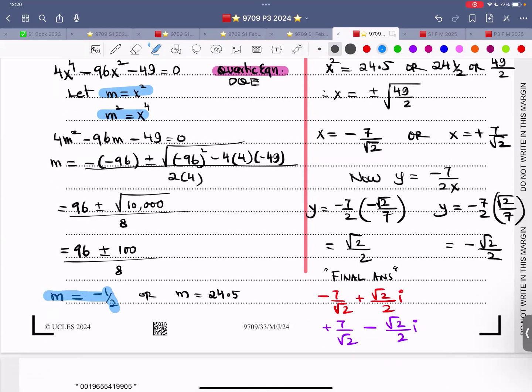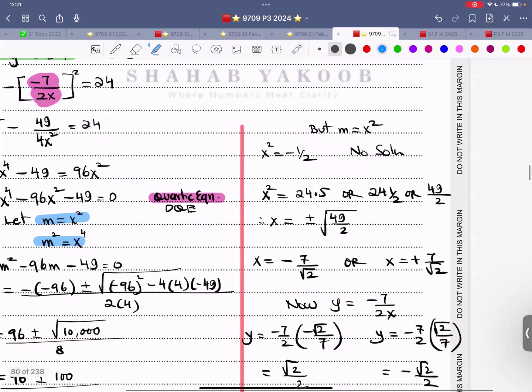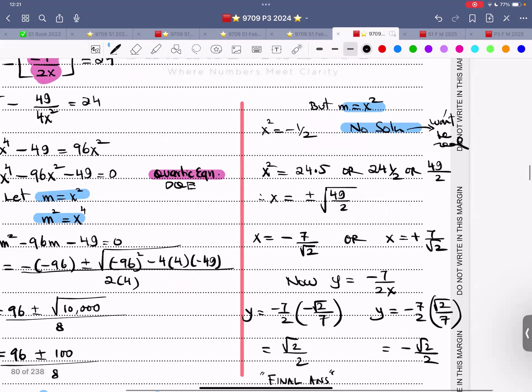You get m as -12. You get m as 24 over 5. But m is x squared. So x squared is -12. No solution. Why? Because if I take the square root, it won't be real. So that is why we discard it.